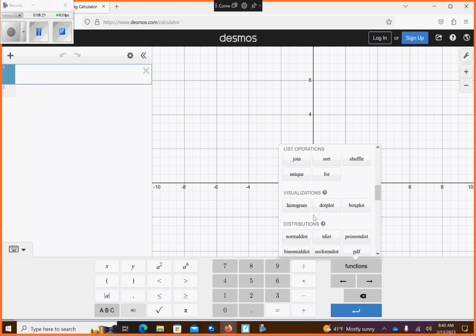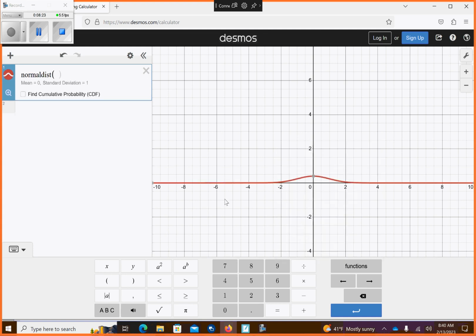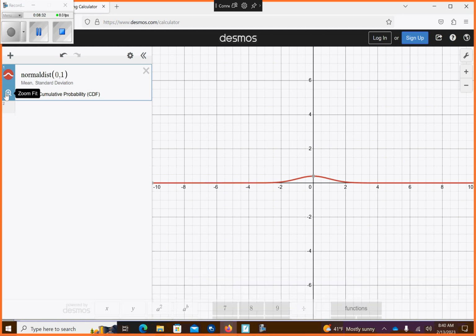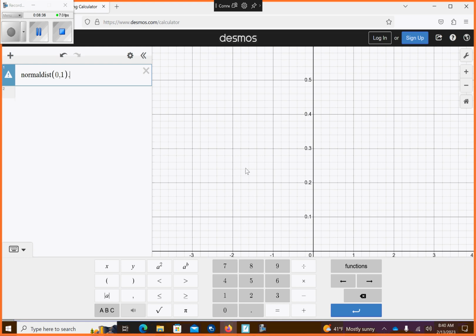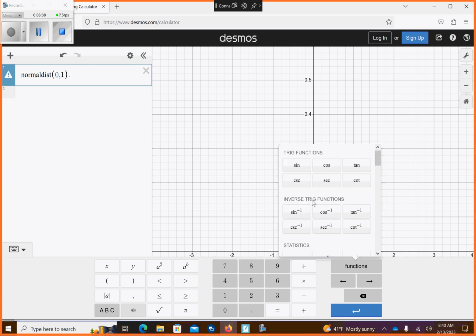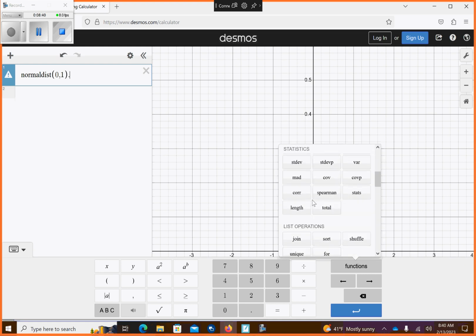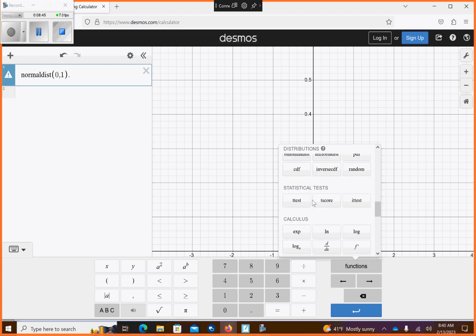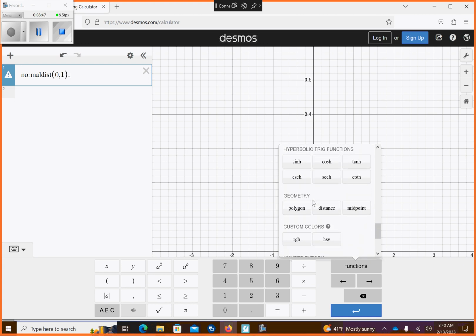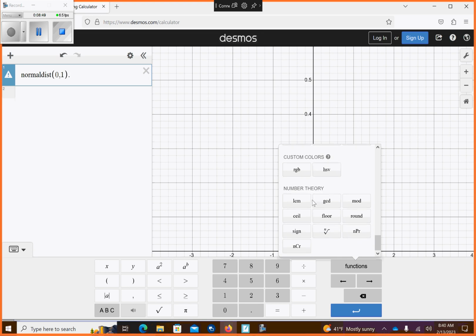Visualizations, distribution. So we'll do the normal distribution, and we can easily do that from 0, 1, and then that gives us our normal distribution, which is fine. And then I'm going to go period, and then I can go back to functions and I find inverse norm. You have to do it this way in order for it to work. Just looking for it. So you got to make sure you have that period in there.